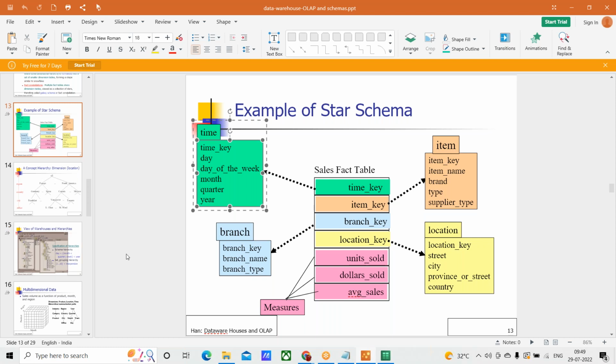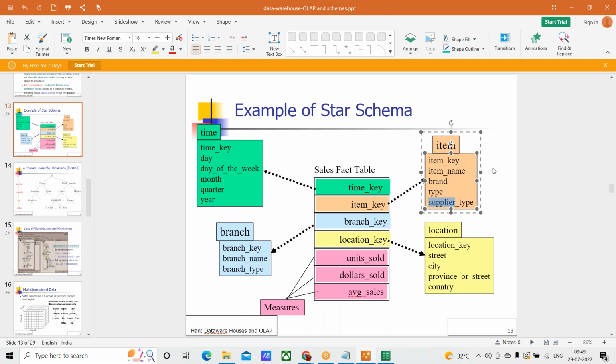Let's say the time dimension and location dimension are further divided. Or let's say you see the item dimension is further divided. Yes, of course you can divide. Then what happens? For example, item will have item key, item name, brand, and supplier type. Only these two, and again, supplier you have as a separate dimension. I'm saying item is divided into item key and supplier key. Supplier key only I have it, let's say.